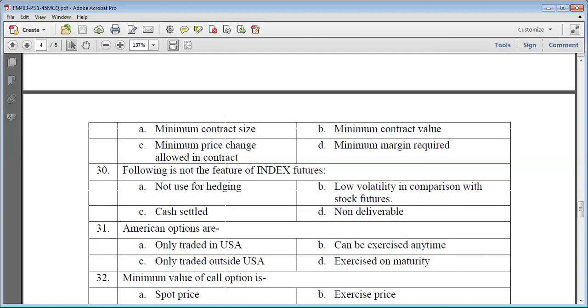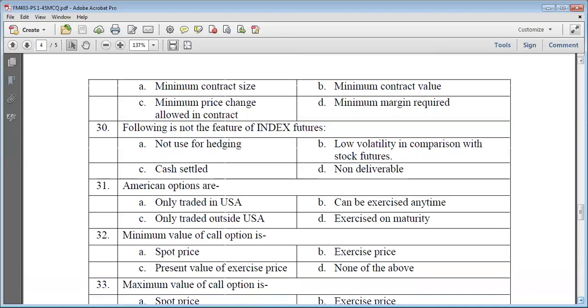Now 31, American options are only traded in USA, wrong. Only traded outside USA, wrong. Can be exercised at any time, that is the feature of American options. And if it is exercised only on maturity, it becomes European option. So D is European option and A and C are totally wrong. So B is the correct option. Now we are moving to 32.